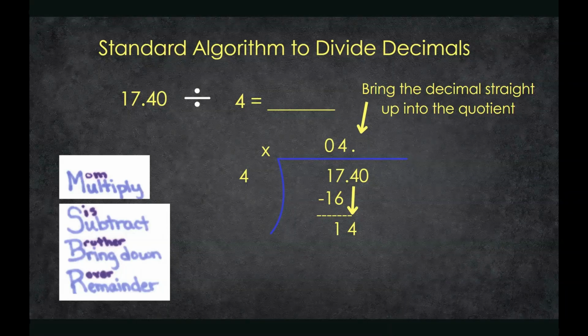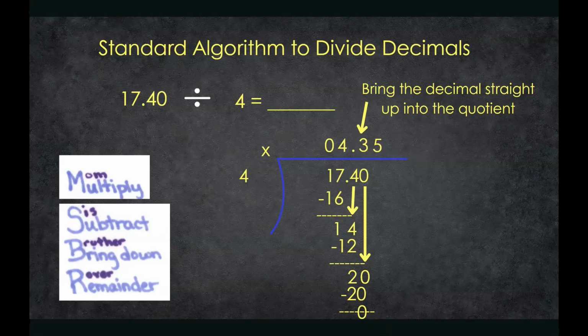How many 4s go into 14? There are 3. 4 times 3 is 12. So I'm going to subtract 12. That's going to give me a remainder of 2. And then I'm going to drop down my last place value, the 0. So now I have 20. And then again, ask myself, how many 4s go into 20? That is 5. Multiply it out. Subtract 20. And then we have a remainder of 0.